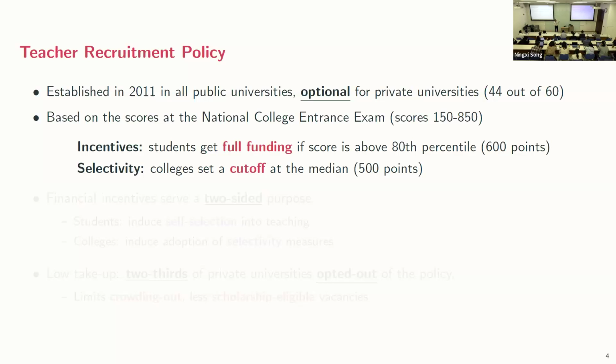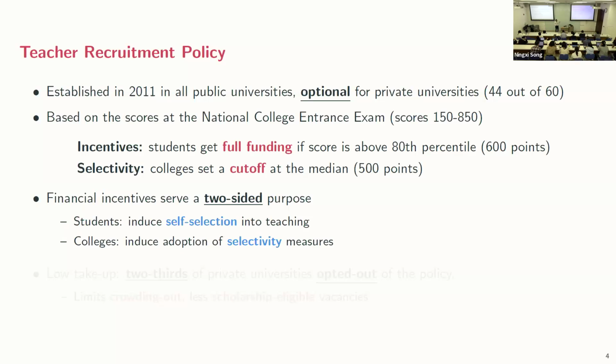In terms of incentives, students will get full funding if they score above the 80th percentile of this exam. And then for colleges, if they wanted to participate in this policy, they had to commit to impose a cutoff at the median. So in this setup, this financial incentive serves a two-sided purpose. For students, it wants to induce self-selection into teaching because of the scholarship. But for colleges, the idea of the scholarship is to induce the adoption of selectivity measures.